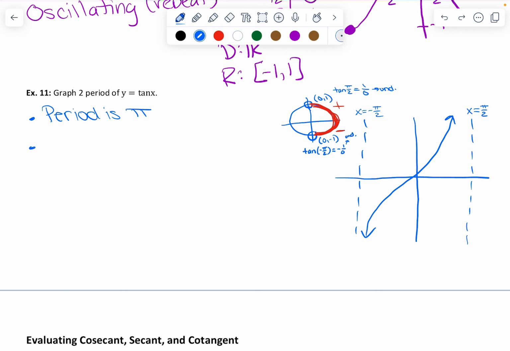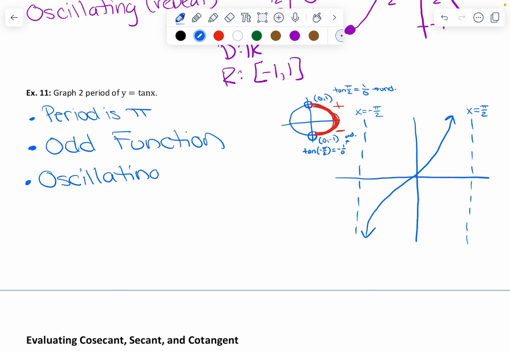All right, whether it's odd or even, tangent has rotational symmetry, so it's an odd function. And then it is repeating, so it is technically oscillating. It just doesn't oscillate like cosine and sine. It's just not smooth, but it's still oscillating.